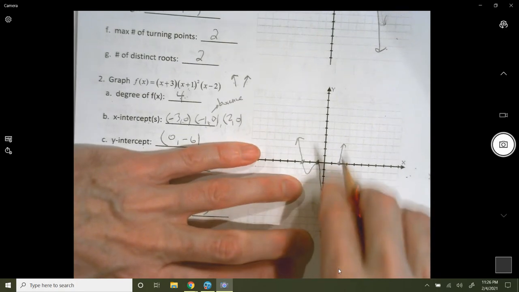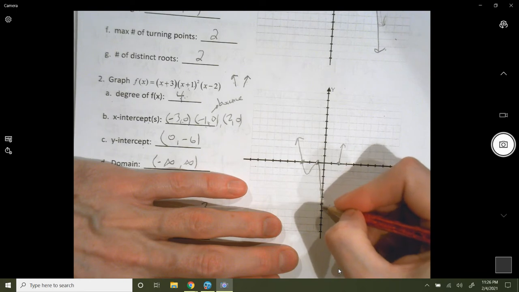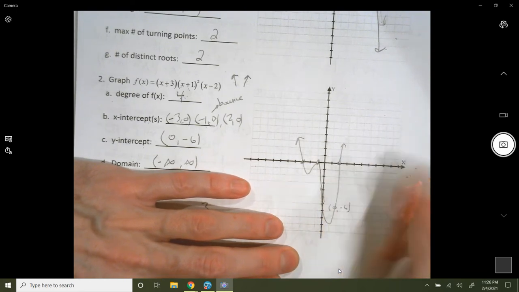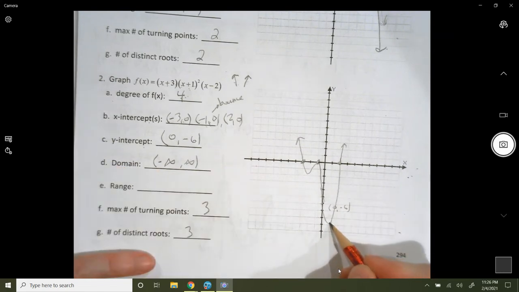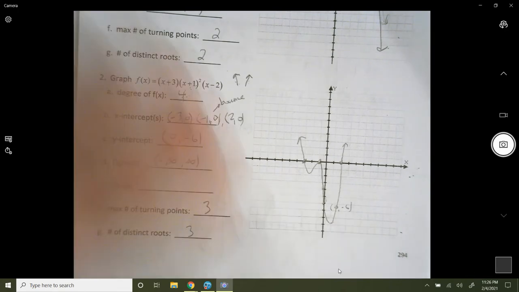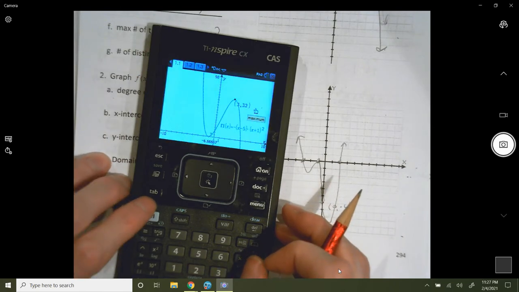Okay. This is going to go through here at (0, 6), and we don't know how far down before it's going to go back up. That we're going to find with the calculator. That's going to help us find our range, but also we want to find the turning point. Okay, so this much we've done without the calculator, let's go to the calculator to do the rest.